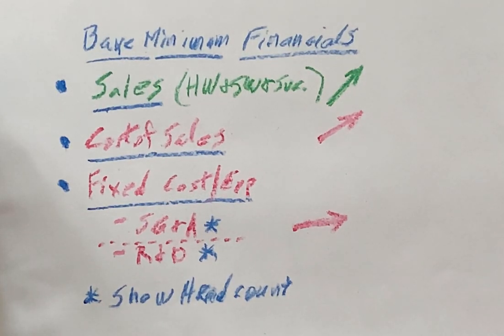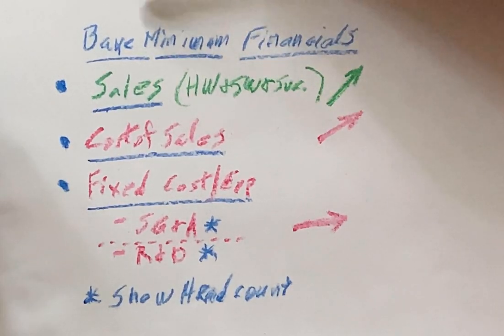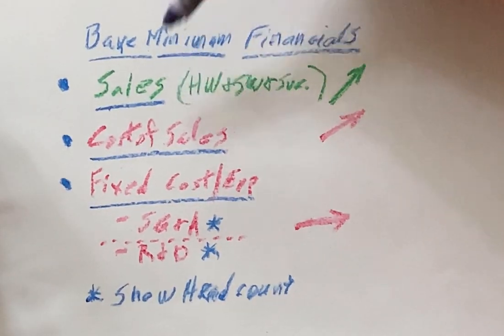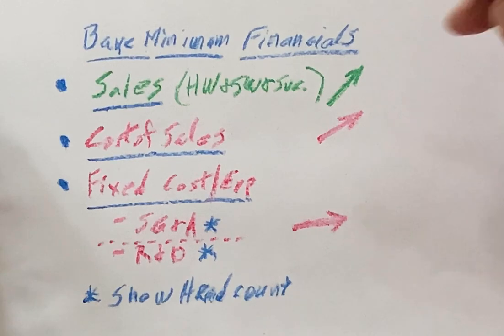Hello, I'm going to take just a moment to talk about the bare minimum financials for an executive level business plan shown to early stage investors. So, the bare minimum in financials are going to be your sales number, and if you have a difference between hardware, software, and service, it'd be good to break it out.